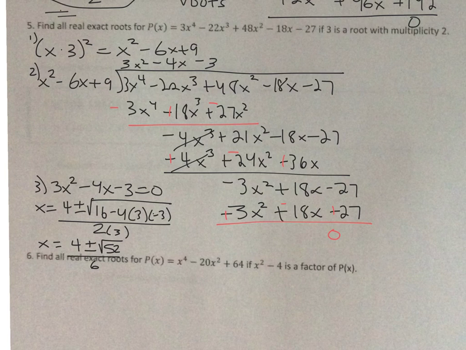First thing you should have done is change this 3, that's a root, to its factor, which was x minus 3. Its multiplicity is 2, so you should have squared that. Got x squared minus 6x plus 9. Divided, and gotten the quotient 3x squared minus 4x minus 3. Set that equal to 0. Use the quadratic formula, and you should get x equals 4 plus or minus the square root of 52 over 6, but I wanted to pick it up here to practice this with you.